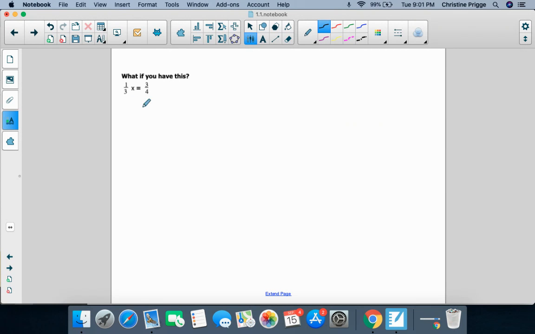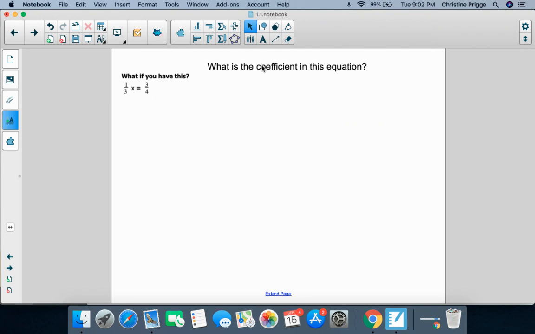What if you have a problem that looks like this? This actually says 1/3 x equals 3/4. I'm going to walk you through this one. First of all, what is the coefficient of this equation? The coefficient is the number that sits in front of, in this case, the variable. So the coefficient here is 1/3. That means that the variable in this equation is x.